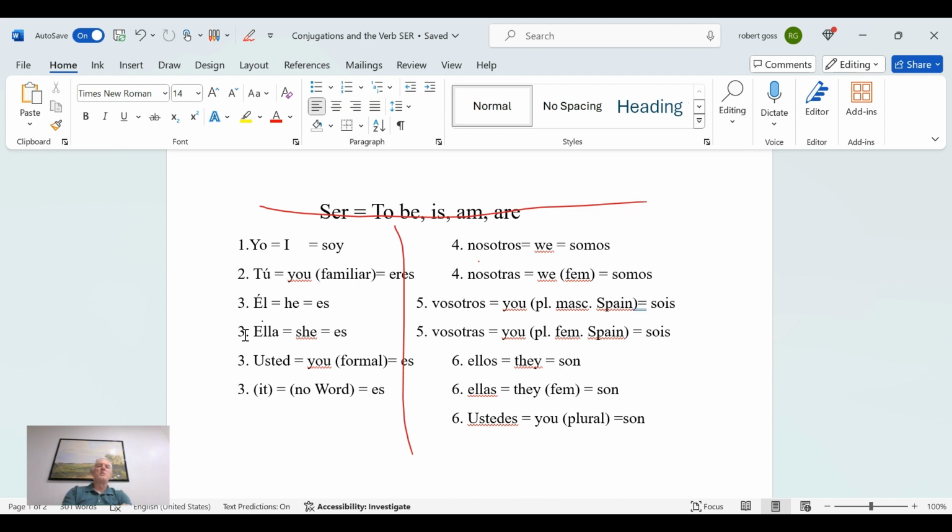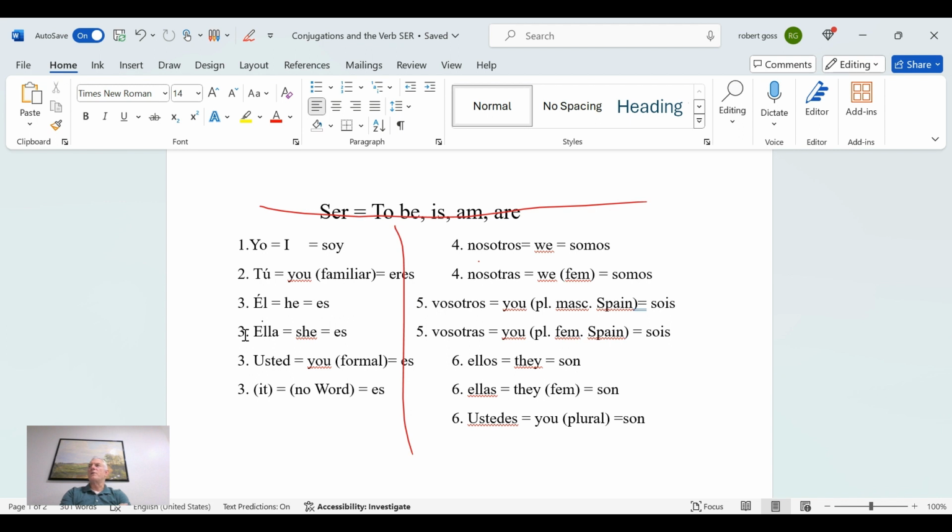And if we want to say usted, you that is formal, you that I respect, you that have a title, you somebody I don't know, so you that somebody that's older than me, that's formal. I would say you are in English, but in Spanish, I would say usted. I'm still going to use the number 3 conjugation, which is es, usted es. And number 3, we have the word it.